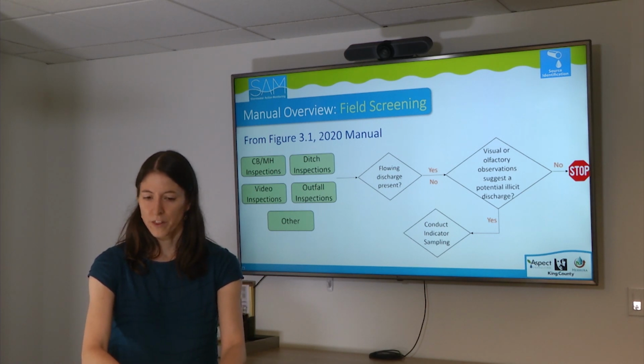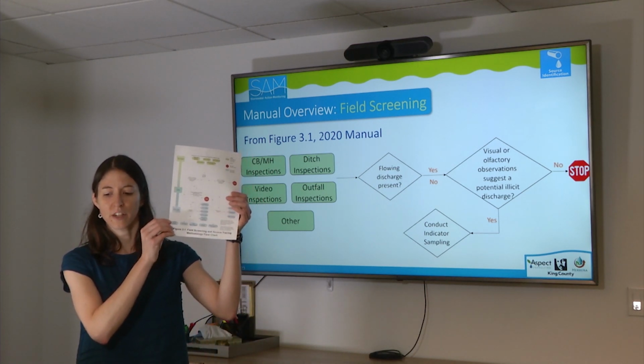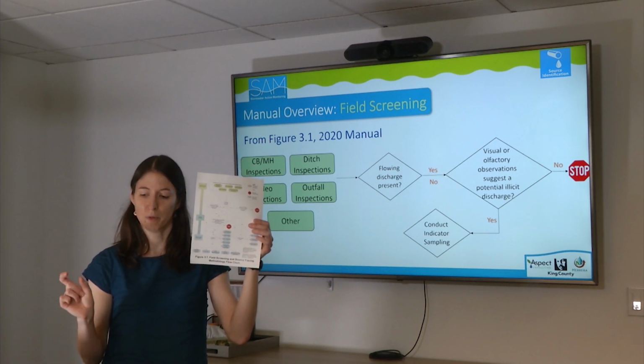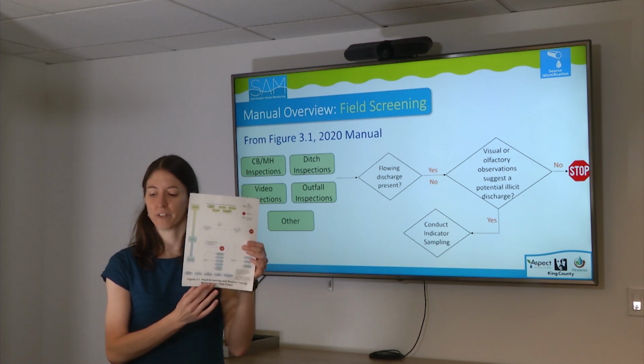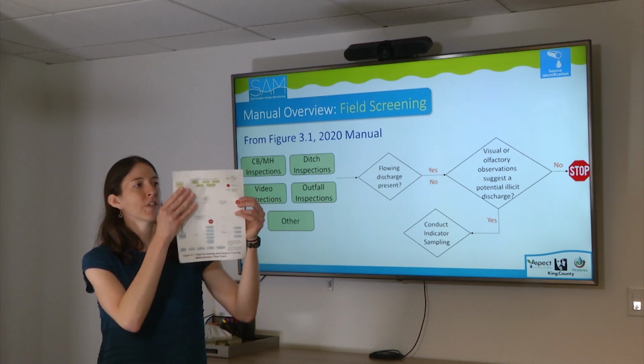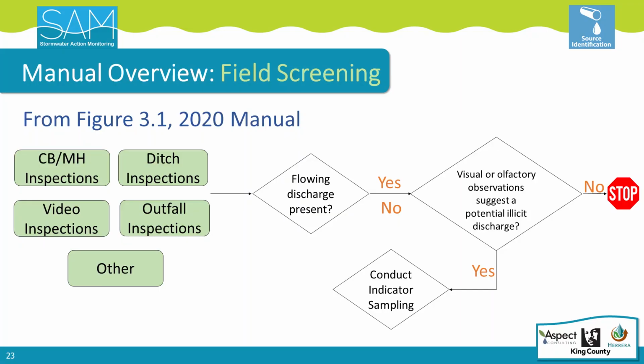So next I wanted to run through this figure 3.1. So here you can take a look. This is located on page 15 of your manual if you're looking at the number on the page, or page 25 in the PDF version. As I mentioned earlier, we've got these key field screening methodologies here at the top, which you can also see on the slide. So looking at catch basin manhole inspections, ditch inspections, video inspections, and outfall inspections.